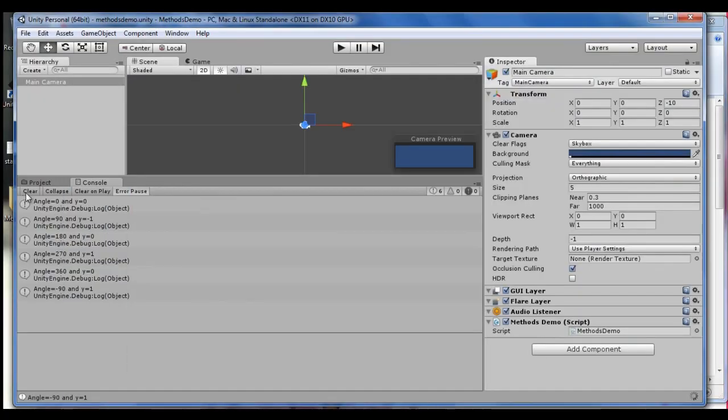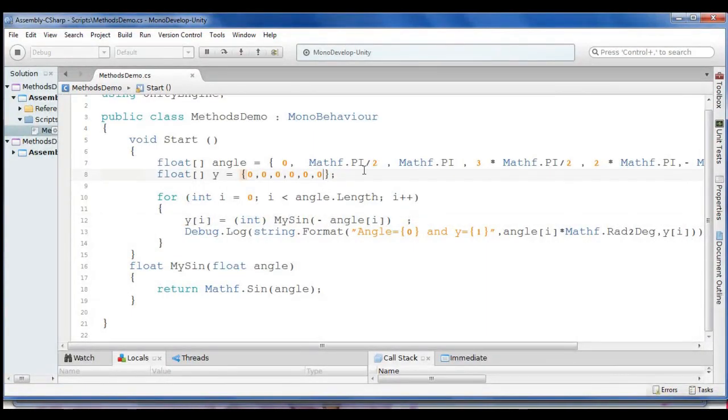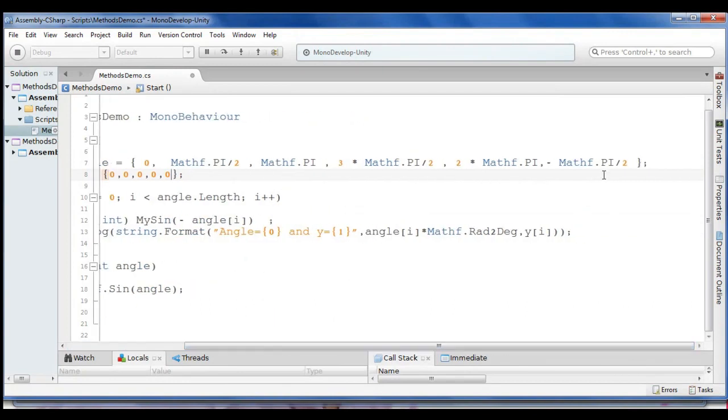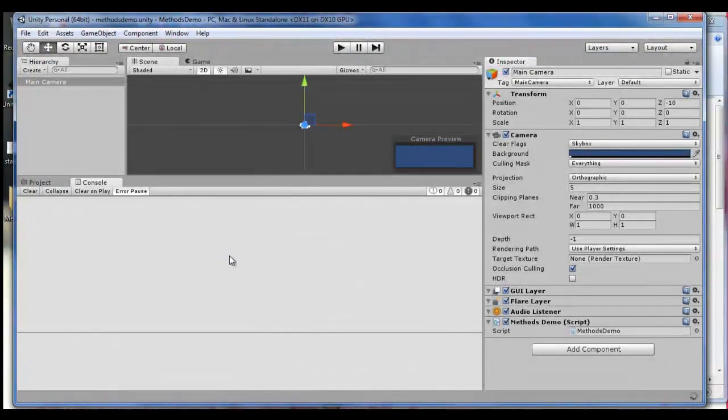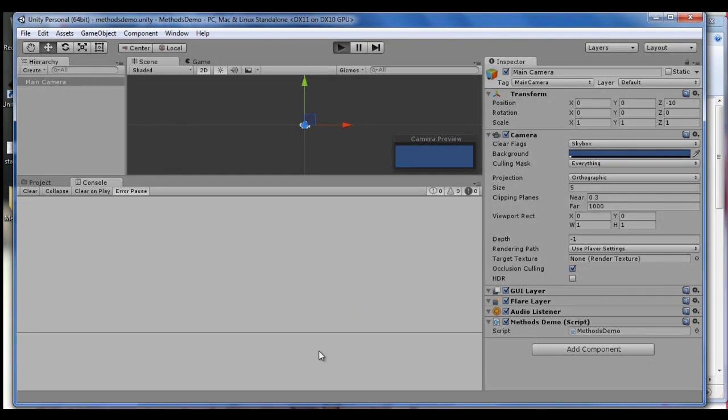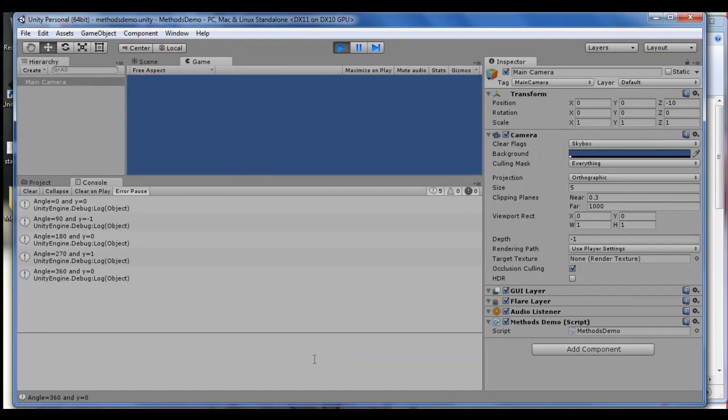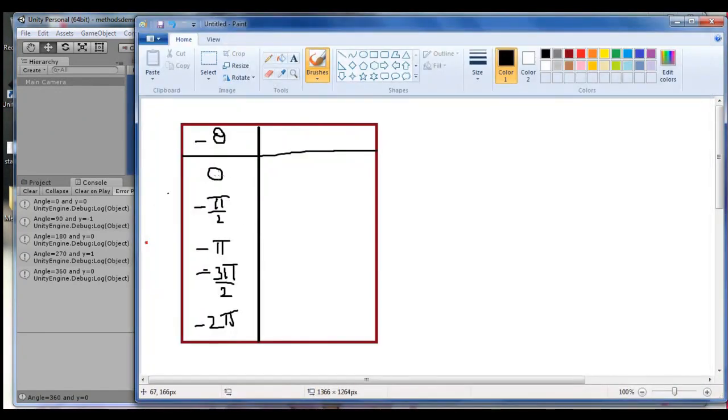Okay, clear this. Let me remove this last value, which is not necessary for us here. Let me save and come back, and if I run the code, you will see the values on the screen. Here we are calculating sine of -θ, which helps us to horizontally flip, right?